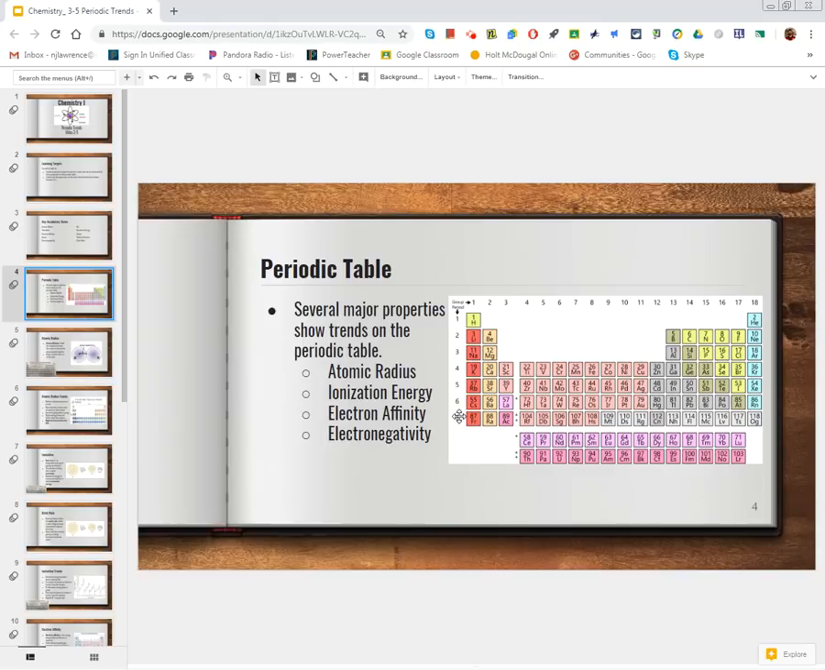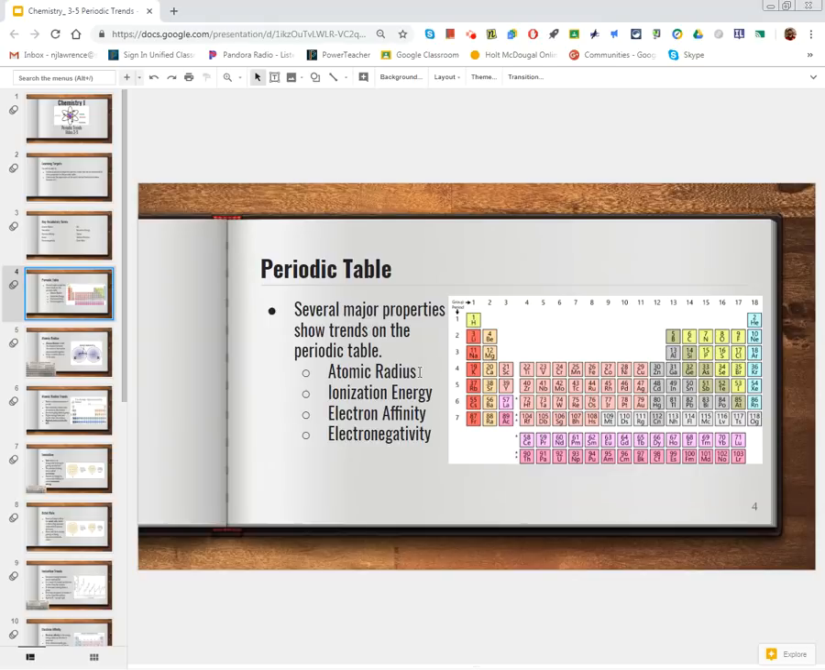Meaning, if you look here on your periodic table at francium, francium is considered the biggest atom, and helium would be considered the smallest. So when we talk about trends, we're talking about generalities. We're talking about things either down and to the left or up and to the right. The four major trends we're going to look at today in this video are the atomic radius, the ionization energy, the electron affinity, and electronegativity.